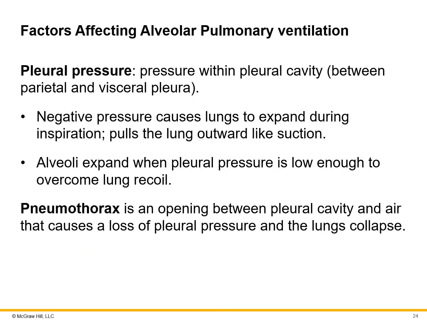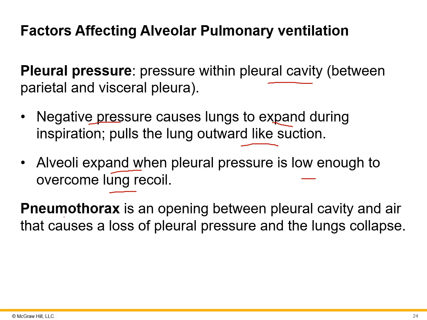Now we have a couple more pressures here. So pleural pressure, again, the pleural is that space. This is the pressure in the pleural cavity, so between the parietal and visceral pleura. A negative pressure here causes the lungs to expand during inspiration, and it pulls them back kind of like a suction. Then the alveoli expand when the pleural pressure is low enough, then they can overcome that recoil.